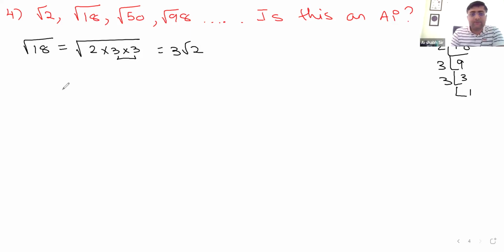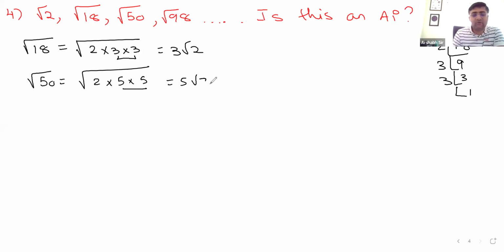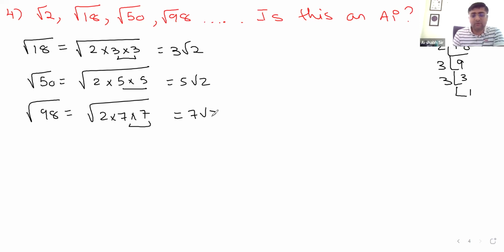So 3 root 2. Square root of 50. Prime factorization क्या आएगा? 2 into 5 into 5. 5 comes out, 5 root 2. Square root of 98: 2 into 7 into 7. 7 root 2. So my AP is essentially, or basically, the sequence.